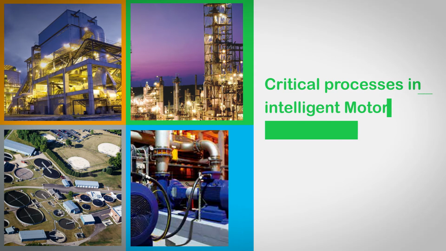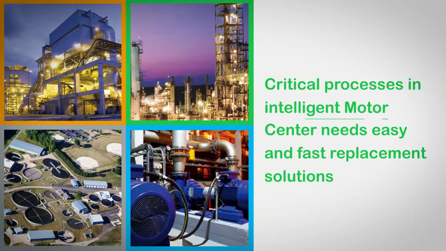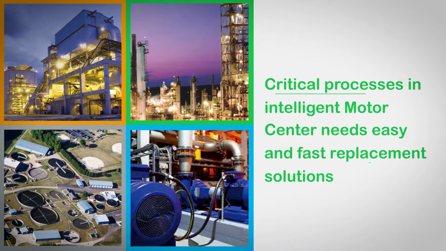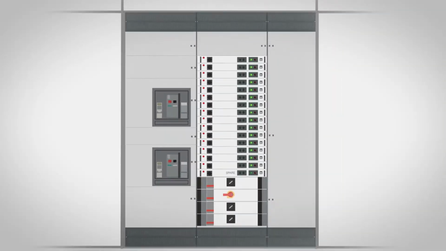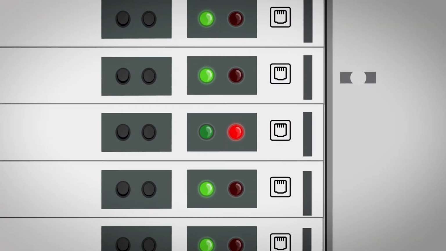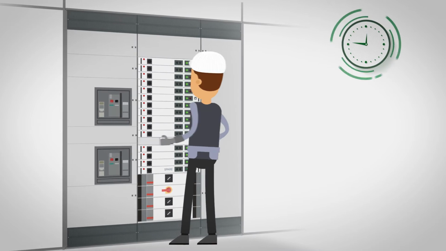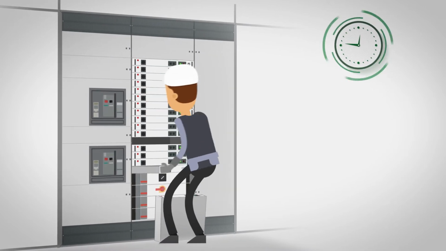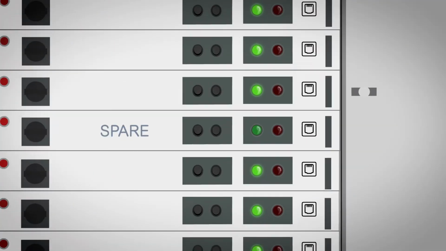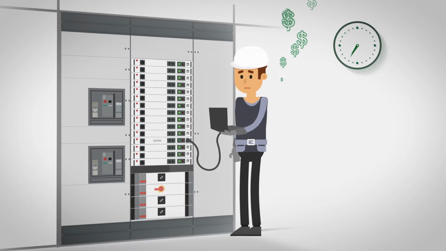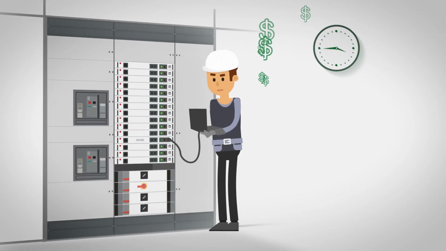Critical processes in intelligent motor control center need easy and fast replacement solutions. In case of a breakdown of the motor starter, the longer the downtime, the bigger the loss. Withdrawable drawers allow fast hardware maintenance, but you still need a trained technician to set up the electronic relay.